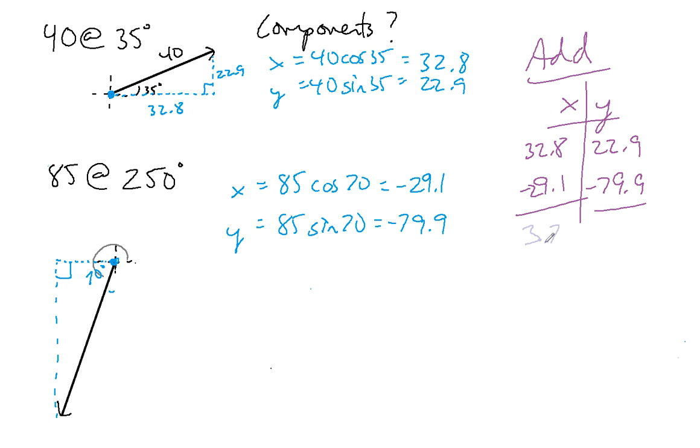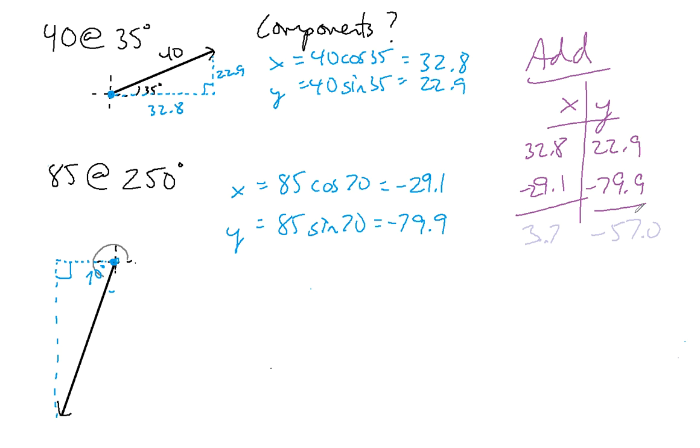All right, I got the 22.9, and I'll put that together with the minus 79.9. I've got negative 57.0. Just looking at that, I can tell that this thing isn't going very far sideways, and it's going really far down. So my answer is going to be going pretty much straight down.